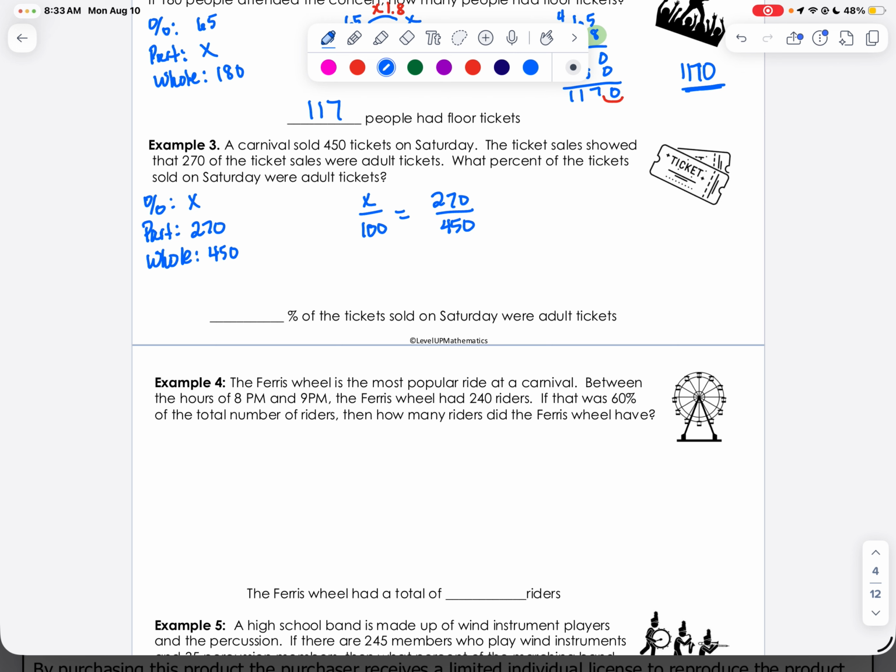So here, I'm trying to go this way. 450, what is my scale factor? So I would have to divide 450 by 4.5 to get to 100. So that means I'm going to have to take 270 and divide it by 4.5. So 270 divided by 4.5. Remember, your divisor must always be a whole number. So let's multiply both of these by 10 to make that 4.5 a whole number. So we're taking 2,700 and dividing it by 45.